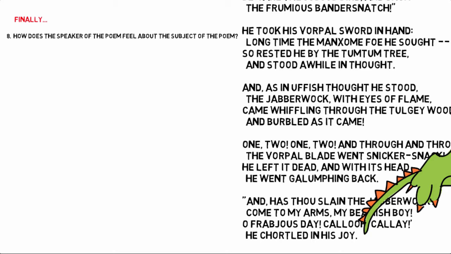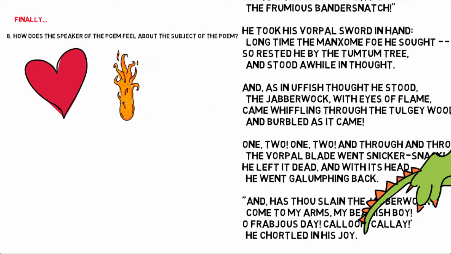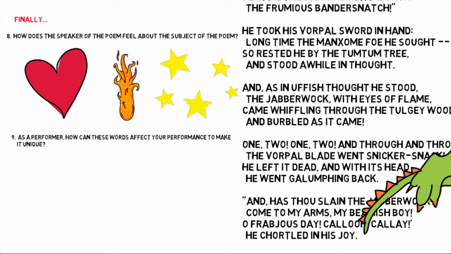Now, this applies to scenes too. Whoever is speaking, how does he or she feel about the thing he or she is speaking about? Is it love? Is it hate? Is it whimsy? These are just a few of the emotions that the speaker of a particular piece may be feeling. How can you express these emotions through the way your voice sounds and the way that you read a line? And as a performer, how can these words affect your performance to make it unique?